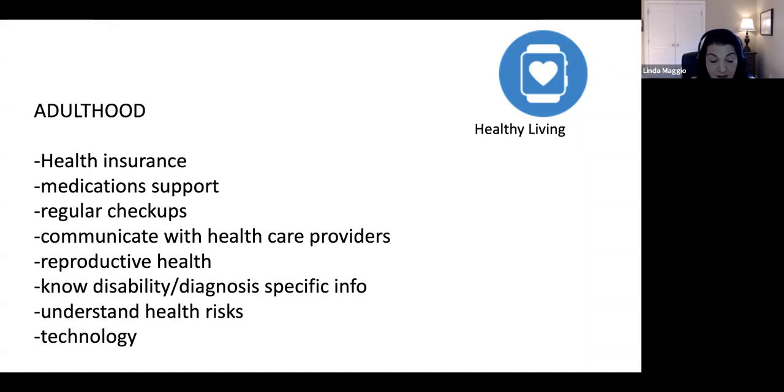Keep that communication going. Again, keep reproductive health in the forefront and make sure they know their disability and diagnosis-specific information. That's going to be very important. And again, continue to use telemedicine appointments.